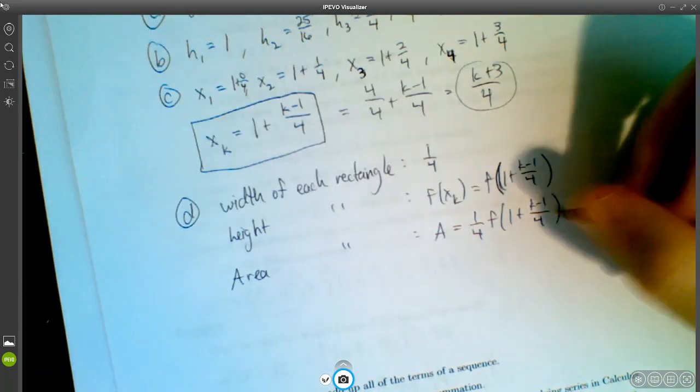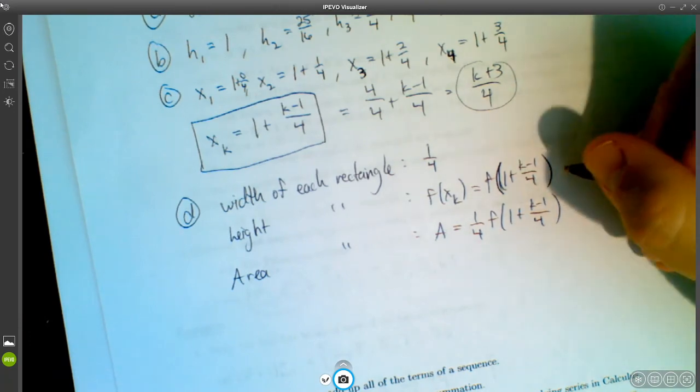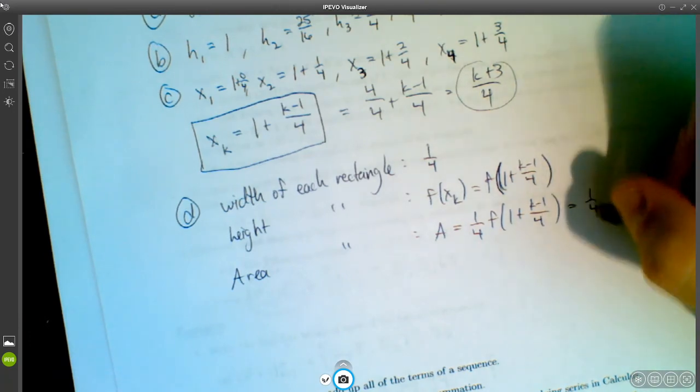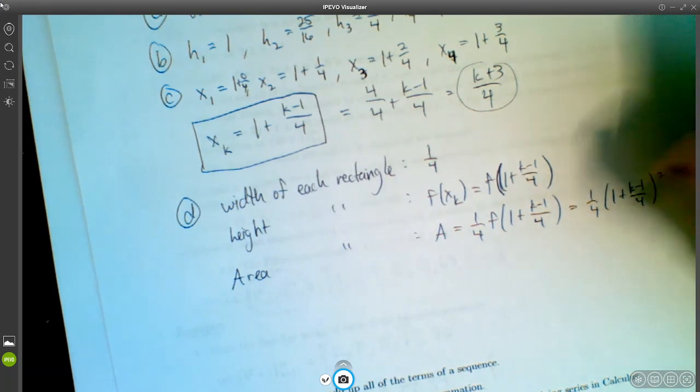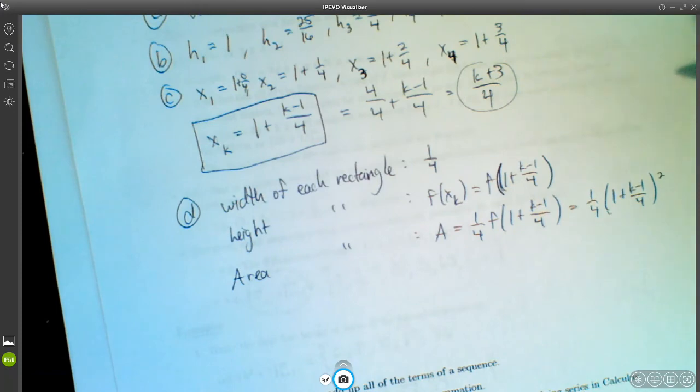Oh, we know what f is, though. f is just x squared. So in other words, this is 1/4 times (1 plus k minus 1 over 4) squared. So there's the area of each individual rectangle.